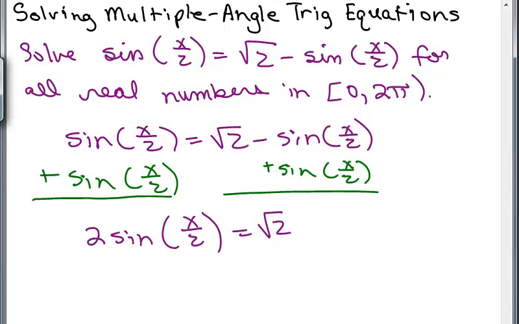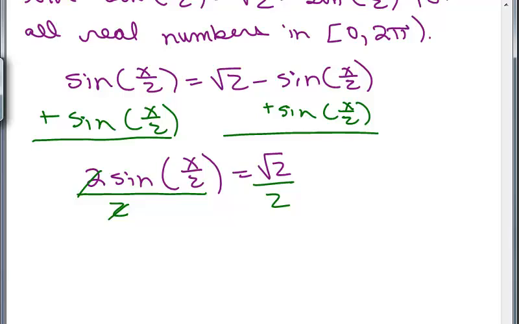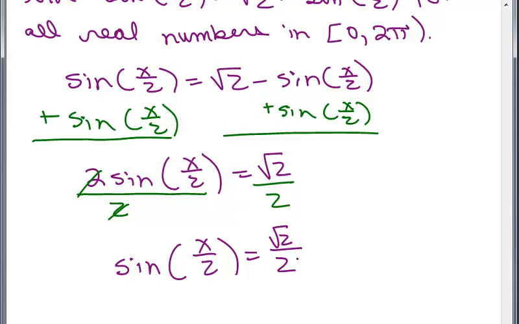Now we need to solve for the sine of x over 2, so we need to divide both sides by 2, right? So that cancels. That cancels. And we've got the sine of x over 2 equals square root of 2 over 2. Now you should recognize this as a special value for one of the special angles. Where is the sine square root of 2 over 2?